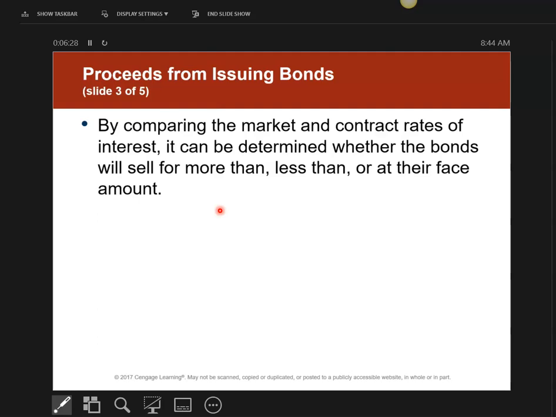Now, the last thing I'll be teaching you, it's in the appendix of Chapter 11, is how to price the bond for sale. I have a handout that I'll be putting up, and I will also cover it in the appendix of Chapter 11. So the key is, what is the market rate, and compare it to the contract rate. That tells me, do I sell the bond for the same, more, or less?